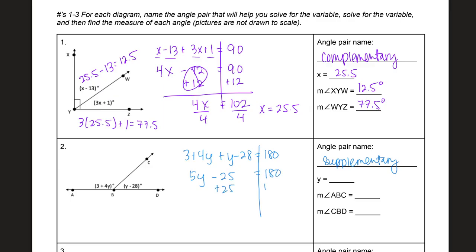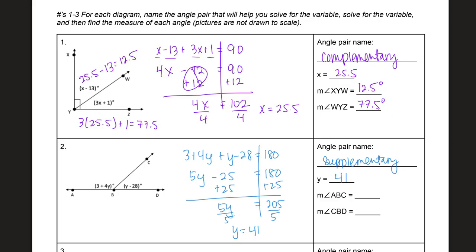Add 25 to both sides. We have 5y is equal to 205. And then divide by 5. We get y is equal to 41. Just like before, we're going to plug it in to find the measure of each angle.